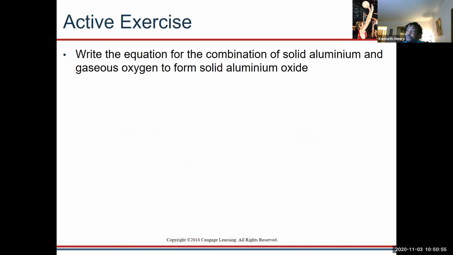Okay, an example. Write the equation for the combination of solid aluminum and gaseous oxygen to form solid aluminum oxide. Okay, so what are the reactants?